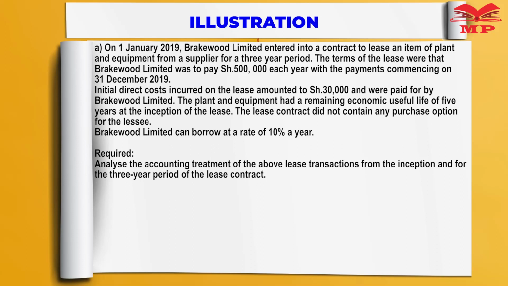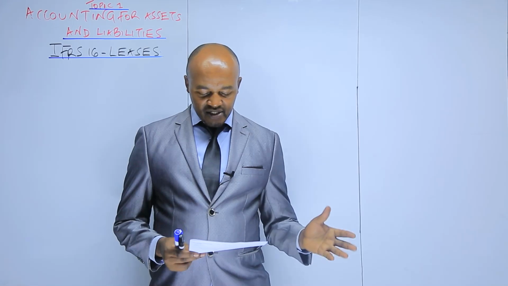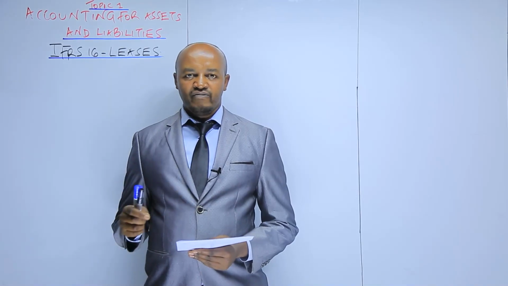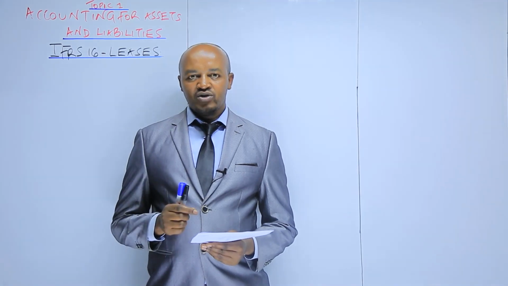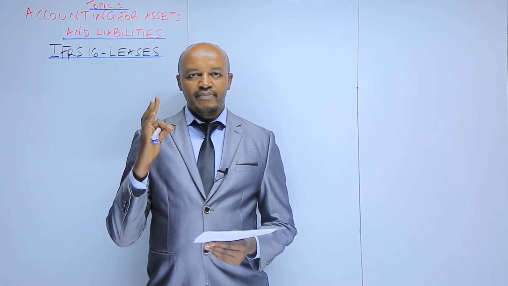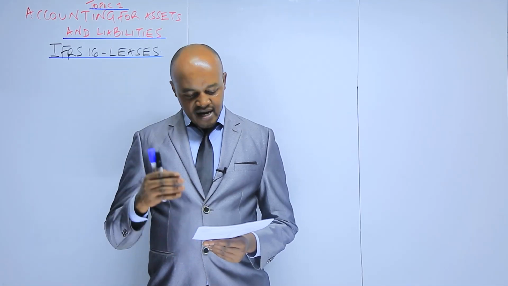We are required to analyze the accounting treatment of the above lease transaction from the inception for the 3 year period. There is a contract. So basically, what you're told in this illustration is that the company called Breakwood Limited leased an asset. That means Breakwood Limited is the lessee, the company which has been given the right to use an asset for a given period of time. In this case, the company was given the right to use the asset for a period of 3 years, from 1st of January 2019 up to the end of the 3rd year.